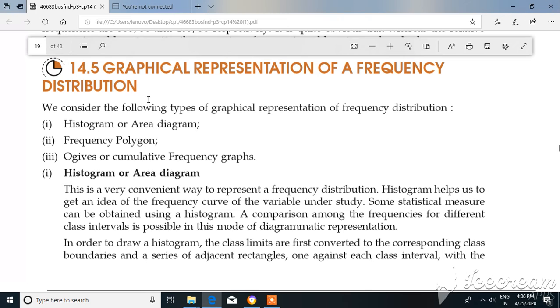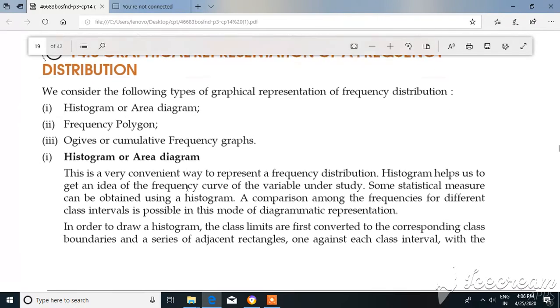Graphical representation of frequency distribution. As we have seen before, it is the same. So first is the histogram or area diagram, second is the frequency polygon, and the last is the ogive or cumulative frequency graph.